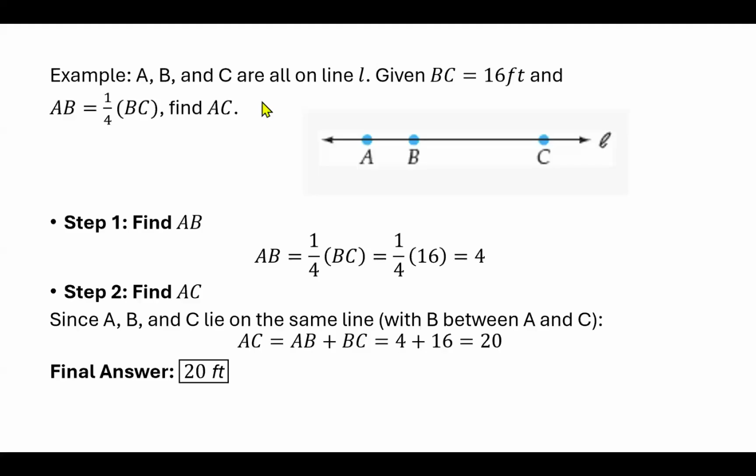So the first thing we want to do is find AB by using that formula. We are told that AB is equal to 1/4 of BC. If you substitute BC with 16, because that is its length, 1/4 of 16, or 16 divided by 4, is 4. Now that I know AB is 4, I just add it. To find the total length, add AB plus BC, which is 4 plus 16, and that gives me 20. So the total length is 20 feet.